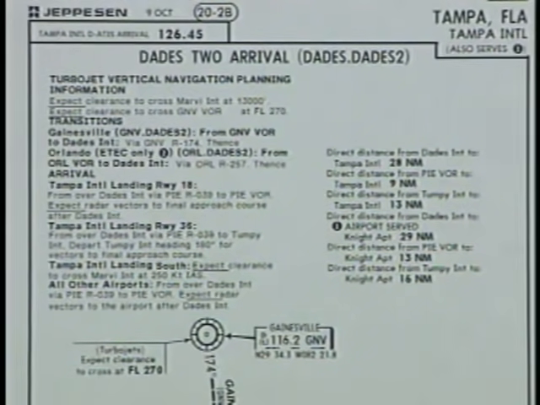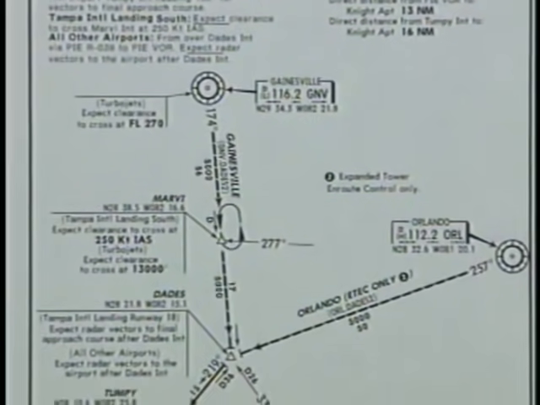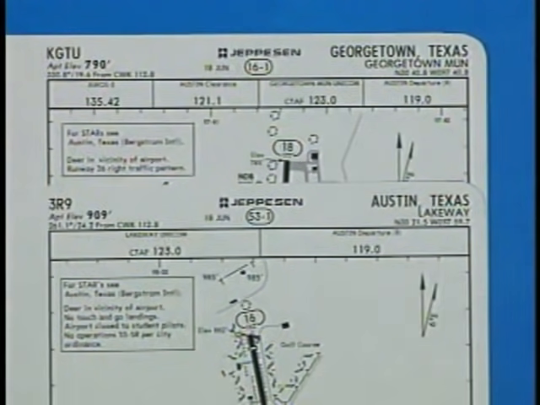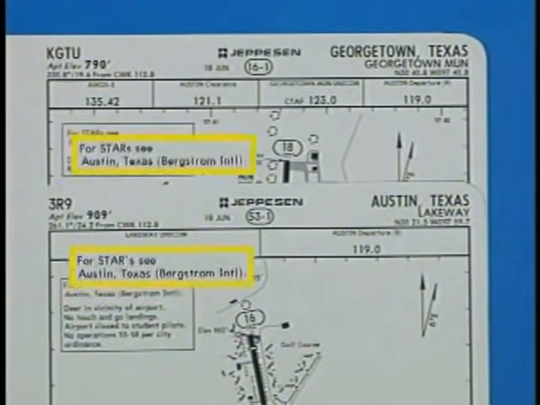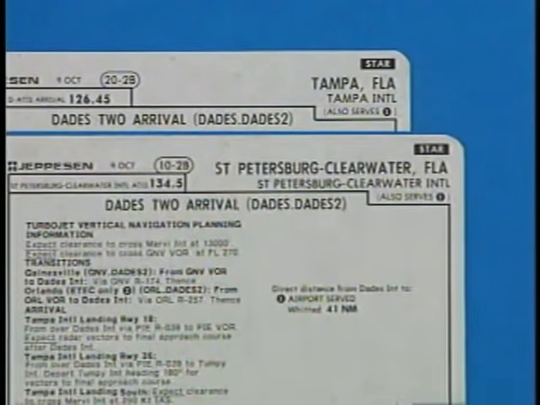STARs normally contain both a textual description of all transitions plus the arrival route, and a graphic depiction of the procedure that follows normal conventions for terminal charts. STARs are usually filed in front of the primary airport for a specific city. On other airports that use the same STARs, a note on the airport chart refers you to the primary airport under which the STAR is filed. However, in many cases, additional copies of the STAR are filed in front of other major airports it serves, with minor modifications to emphasize the procedures for that specific airport.